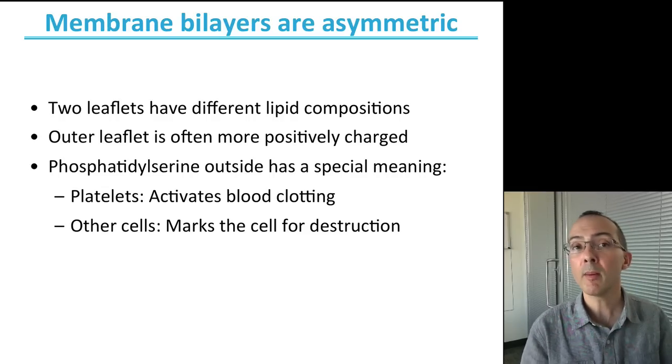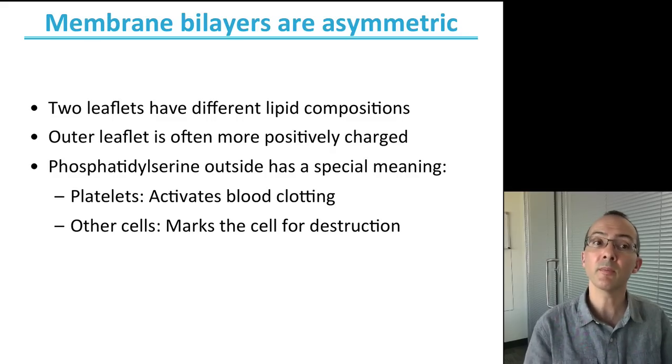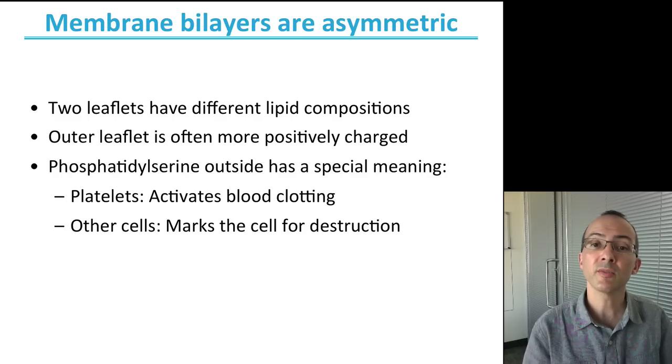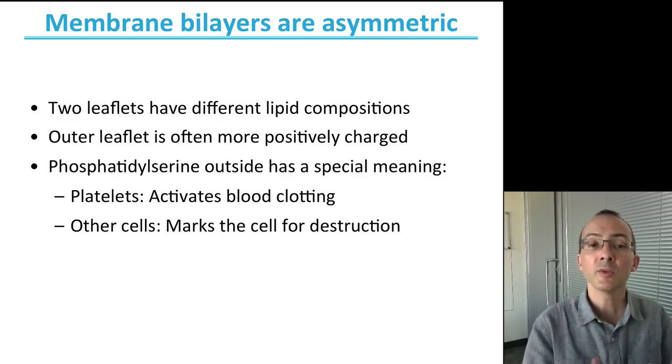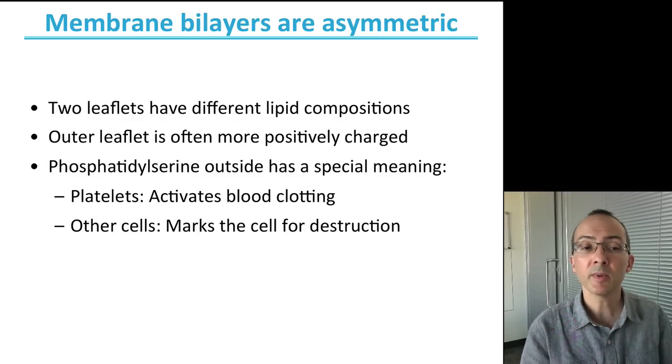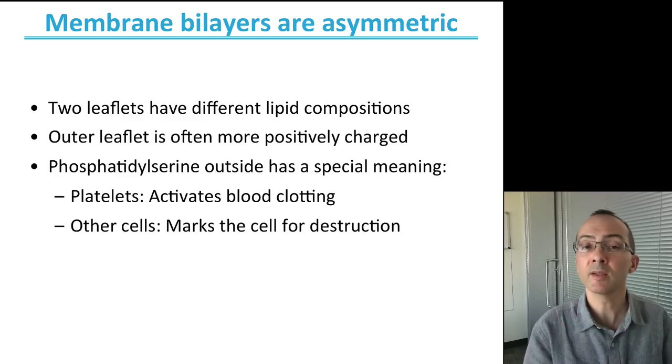Another key feature of membranes is that the membrane bilayers are asymmetric. So the inner leaflet and the outer leaflet have different lipid compositions. The outer leaflet is often more positively charged. Another important example here is phosphatidylserine. It's normally present on the inner leaflet, but it can flip into the outer leaflet in platelets, which stimulates blood clotting.